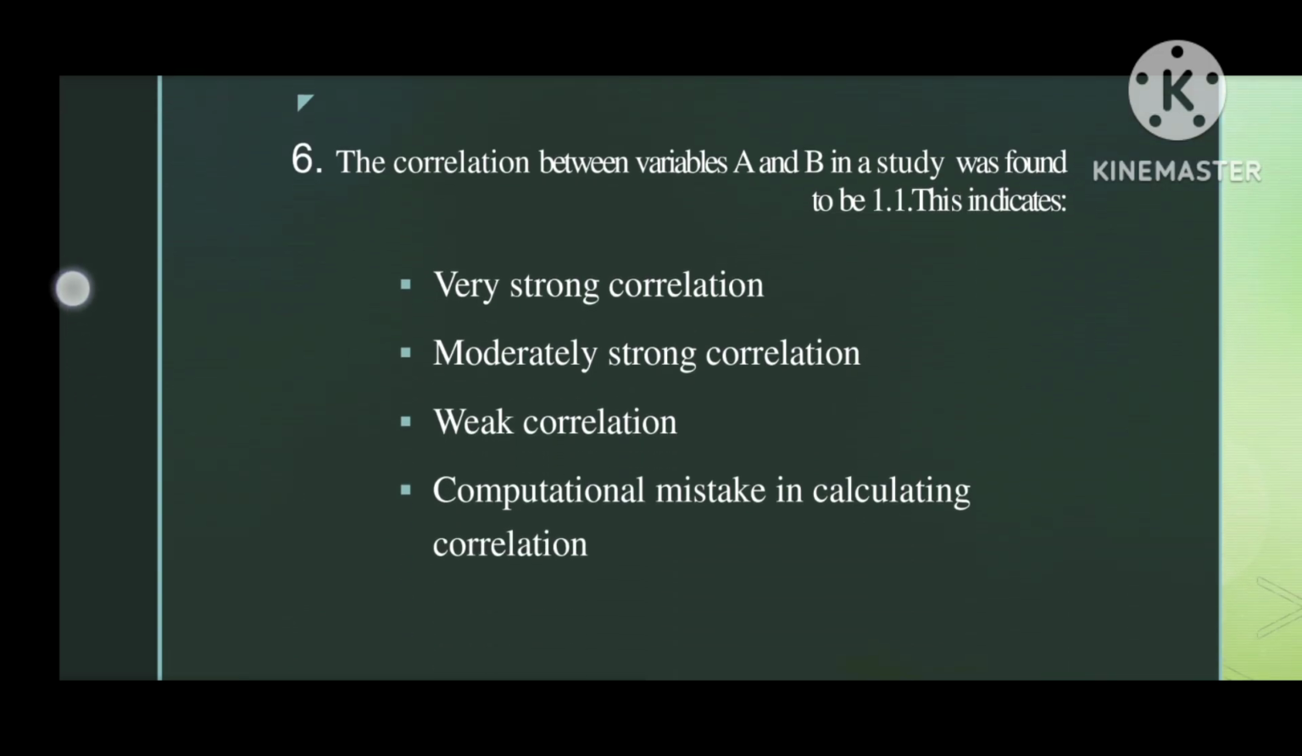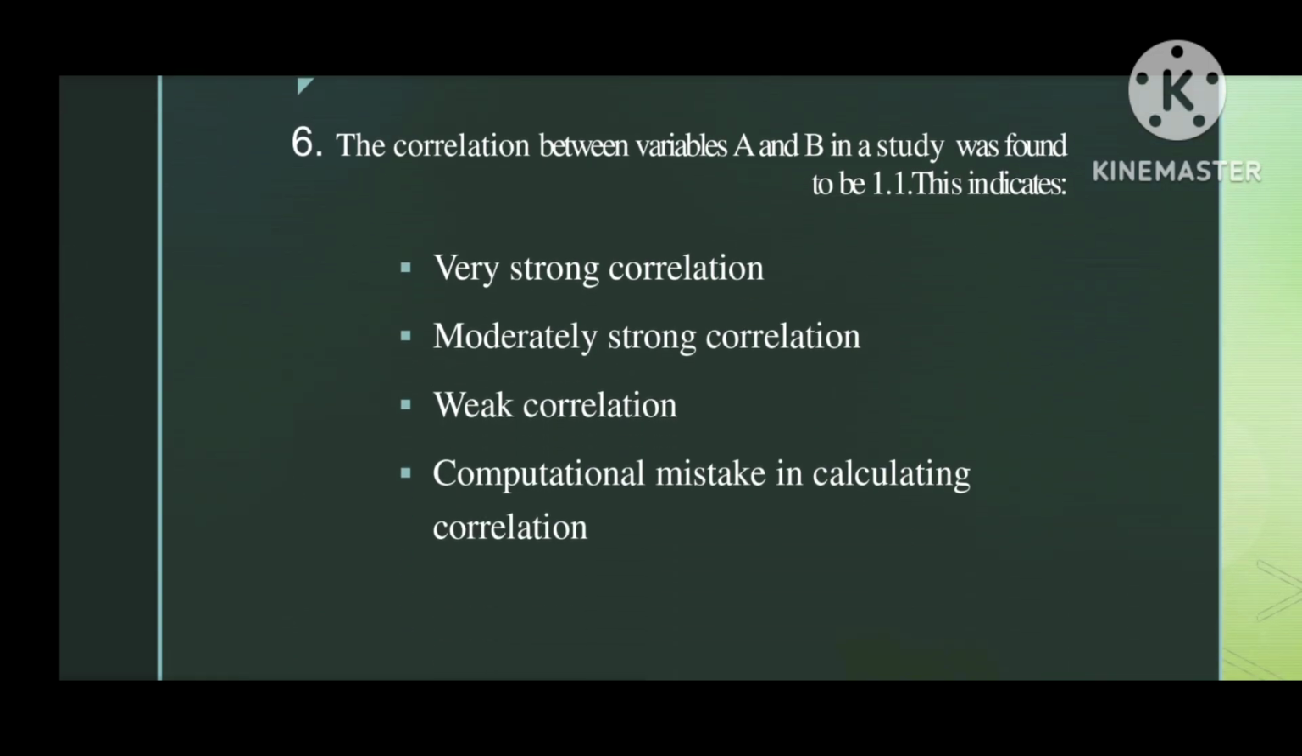Okay. Now let's move on to the sixth question, that is the correlation between variables a and b in a study was found to be 1.1. This indicates. For this you must know that correlation coefficient, the value ranges from -1 to +1. Anything outside of this range means that there has been some error in computation. So let's see here in the question it is given as 1.1, which is more than 1 and more than the range. So the answer would be option D, that there is a computational mistake in calculating the correlation. Okay. So hope you have understood how to calculate this question.